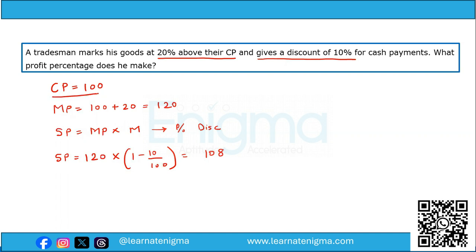Now cost price is 100, selling price is 108. So you can see very easily there is profit of 8 rupees. Therefore profit percentage will be 8 upon 100 into 100, that is 8%.